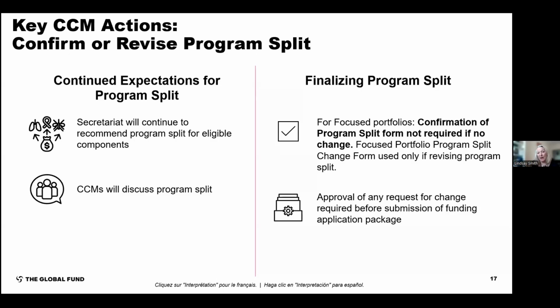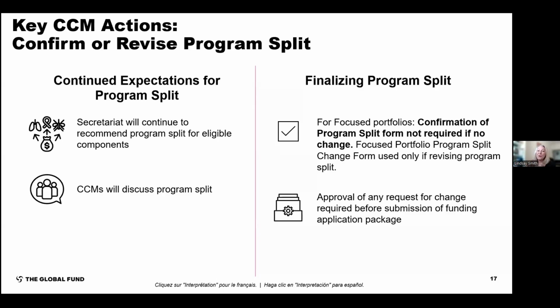If you require a change to the program split, that would need to be documented and justified in the program split change form, and that needs to be submitted to the Global Fund. And any request for change would need to be agreed before the submission of the funding request itself.